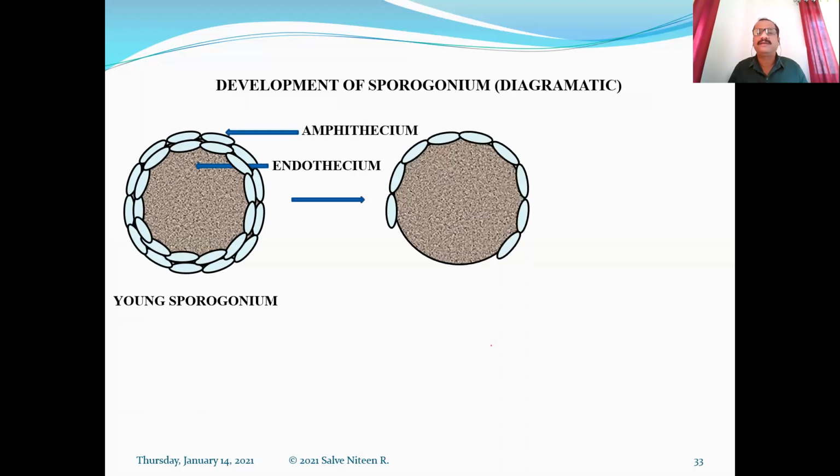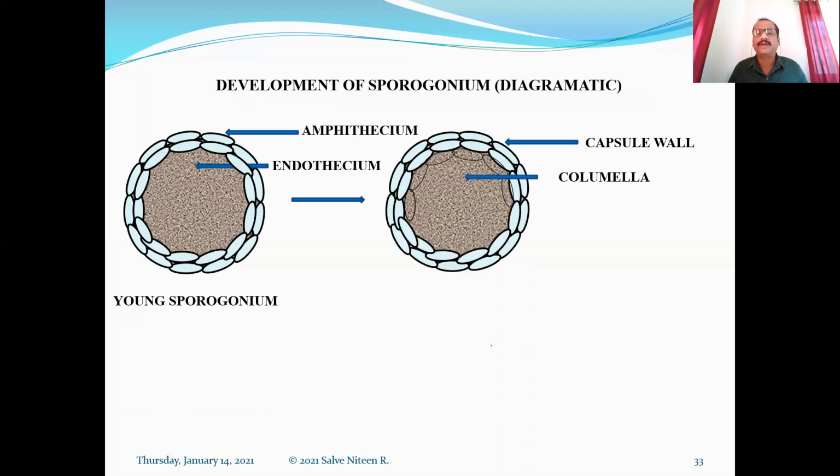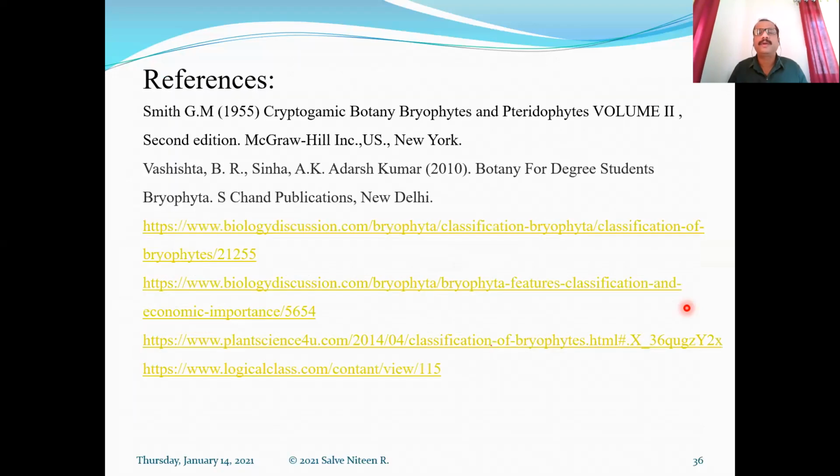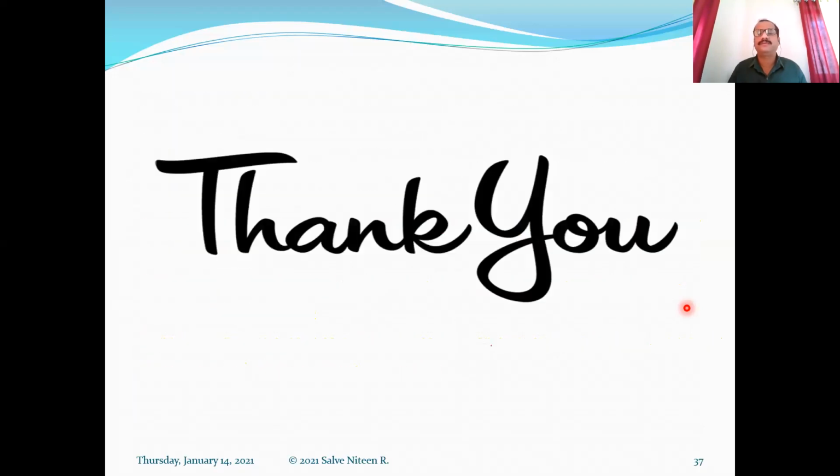We are running short of time, therefore you can see here. The innermost layer of the endothecium gives rise to the archesporium, whereas the outer amphithecium gives rise to the capsule wall, and the columella is produced from the central region of the endothecium. So that is the difference. This is the classification. These are some of the references.